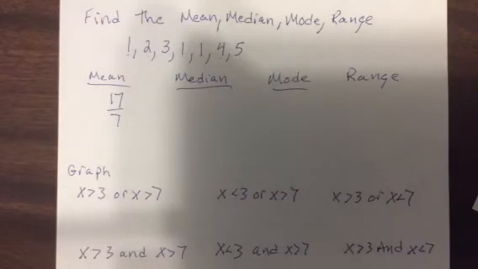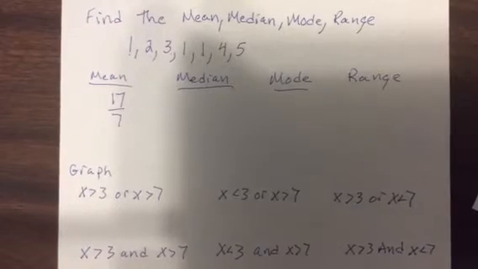So 17 divided by 7, I get 2.43. Round to the hundredth.